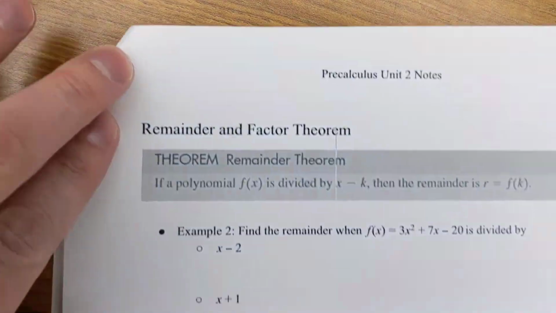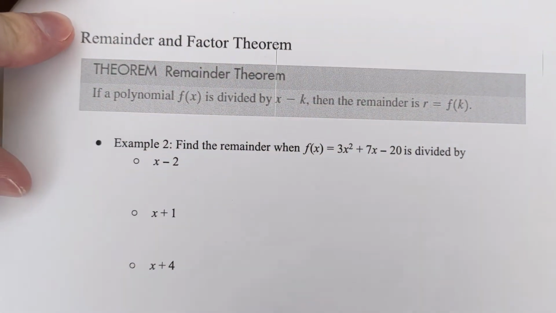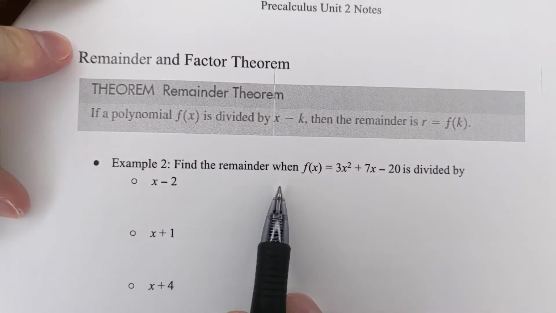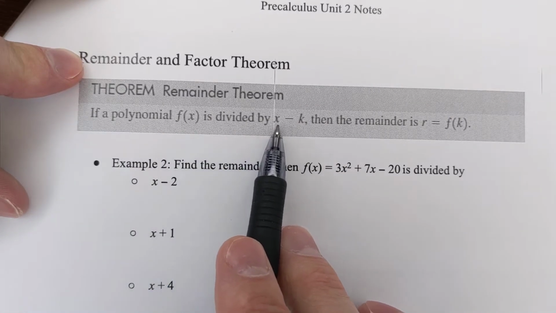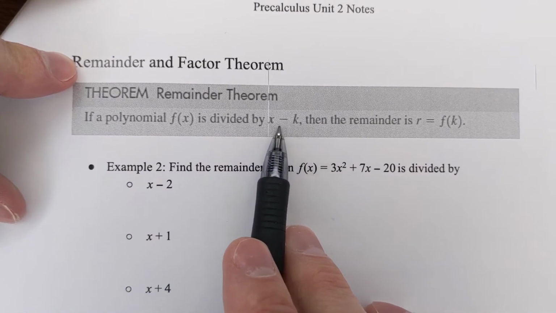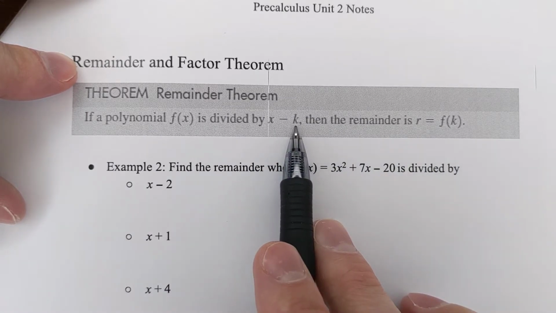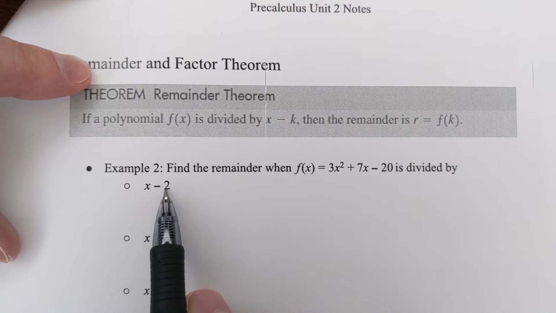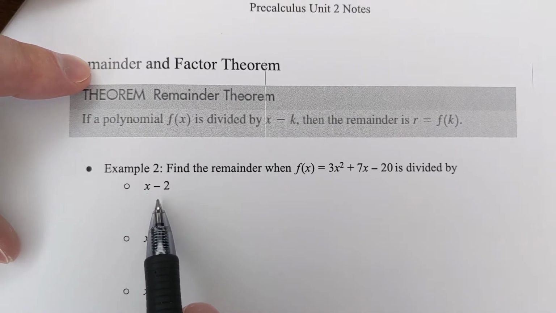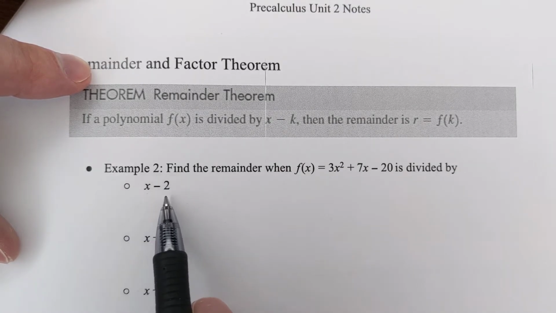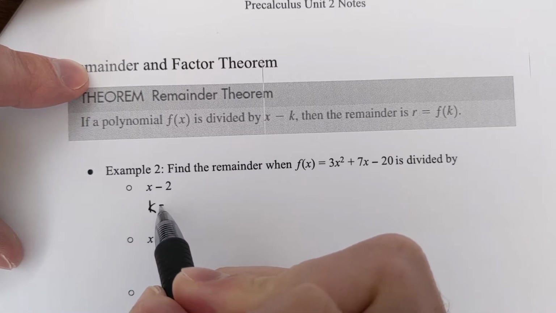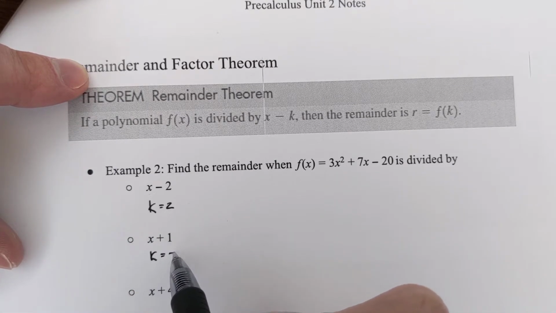That's long division. Okay, so now I've got the remainder and factor theorem. It says to find the remainder if a polynomial is divided by x minus k, so this is just a binomial of degree 1, then the remainder is whatever you get when you plug the k value in. The k value is what you're subtracting from x. The other way to think about it is that k is the value that makes this expression equal to 0. So for this problem, k is 2. For this one, k is negative 1. For this one, k is negative 4.